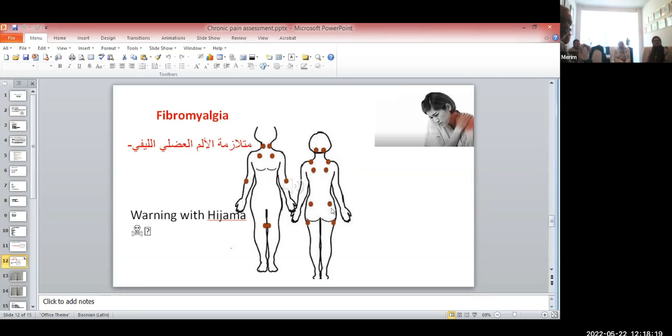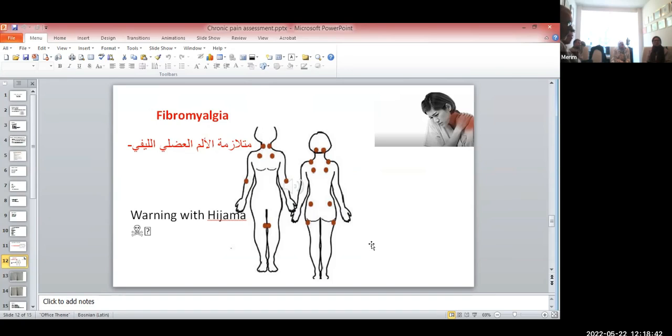We don't do this anymore now. We used to count. Press here, there. If you are 14 plus, you have fibromyalgia. If less, you are called myofascial syndrome. Or if you have only 1, then it is called a trigger point. But the reason I'm putting this, fibromyalgia patients will have trigger points all over their body.